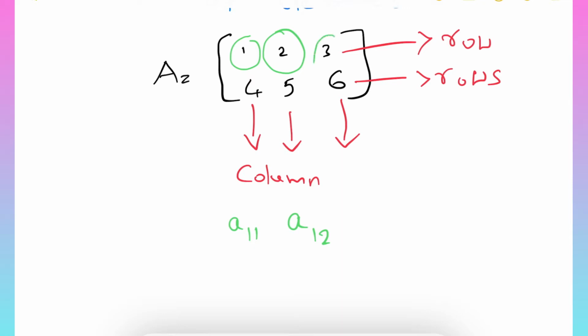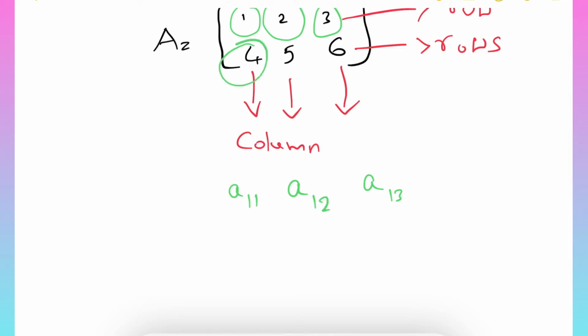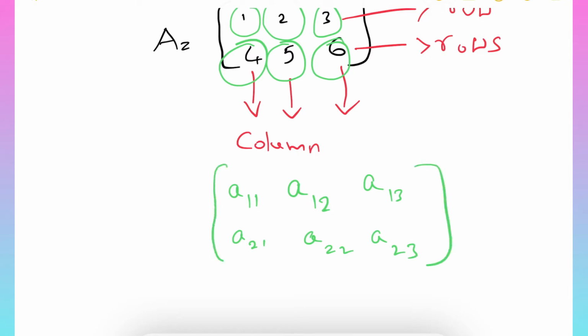Then if we check this 3, it is in the first row only, so A1, whereas it is in the third column, so A1,3. Next, if you move to the second row, 4 is in the second row and first column, so A, second row, first column. Then this is second row, second column, A2,2. And this is second row, third column, so A2,3. In this manner, we will represent the numbering.